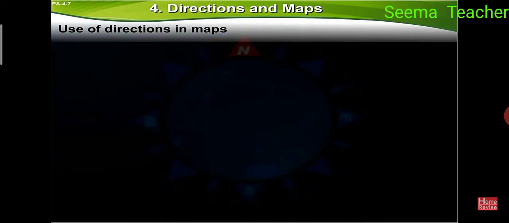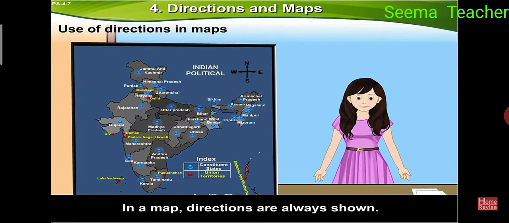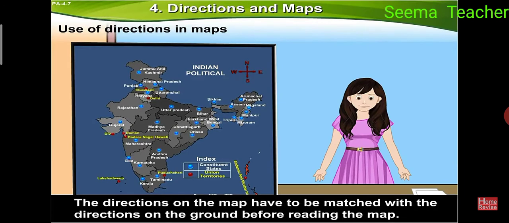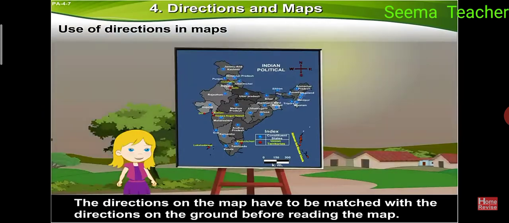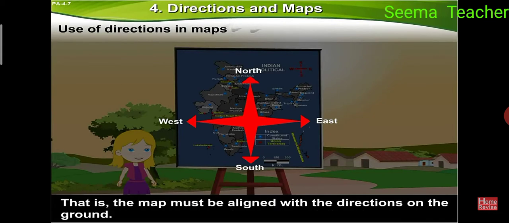Use of directions in maps. In a map, directions are always shown. They are indicated with the help of an arrow. The directions on the map have to be matched with the directions on the ground before reading the map. So north, south, east, west. That is, a map must be aligned with the directions on the ground.